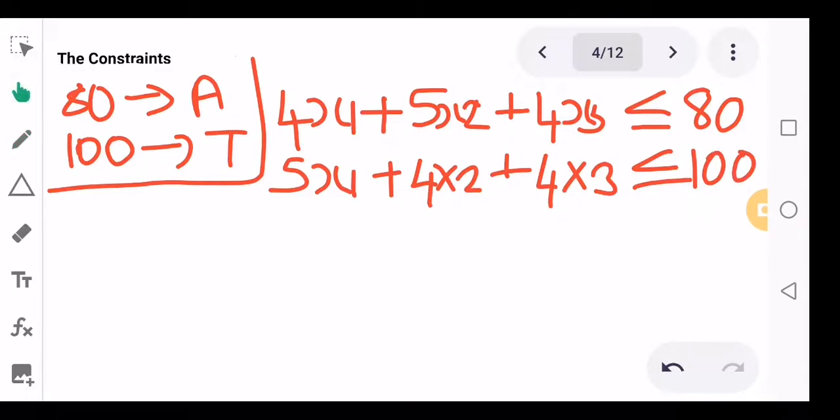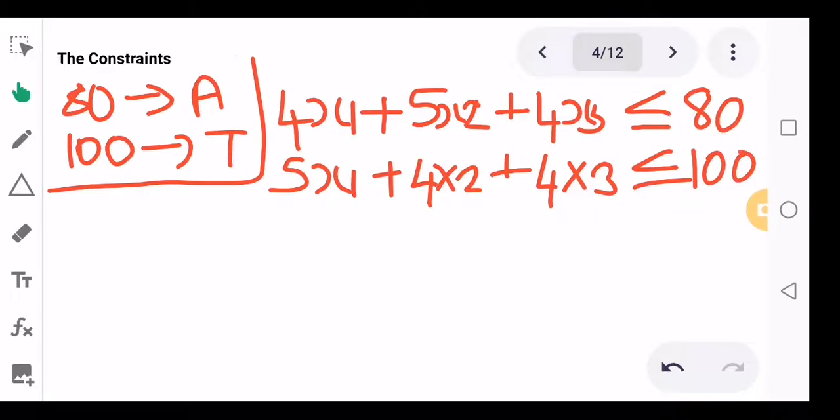So here basically what we are saying is, this is with regards to assembling, this is with regards to testing, and these are the hours: 4 hours for x1 units of A, 5 hours for x2 units of B, 4 hours for x3 units of C. With regards to assembling, this will be the total time, which will be either equal to 80 or less than 80. That's what we have been informed. So we have formulated it as an inequality.